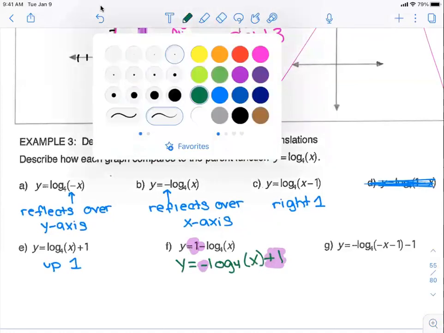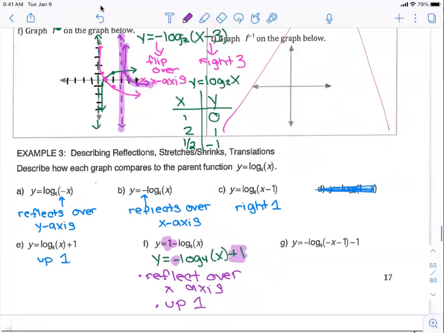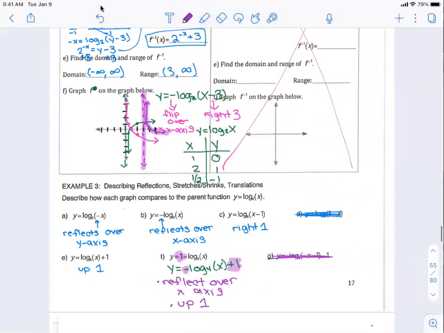So you're going to have to notice that the negative sign is on the outside, so you're going to reflect over the x-axis. And then because of the +1 on the outside, you're also going up 1. So that's 2 things. And we're not going to do this one because we're not going to do anything that crazy. All right, so that is it for the entire unit. You should be able to graph exponentials, you should be able to graph logs, and we'll do some more practice in class.